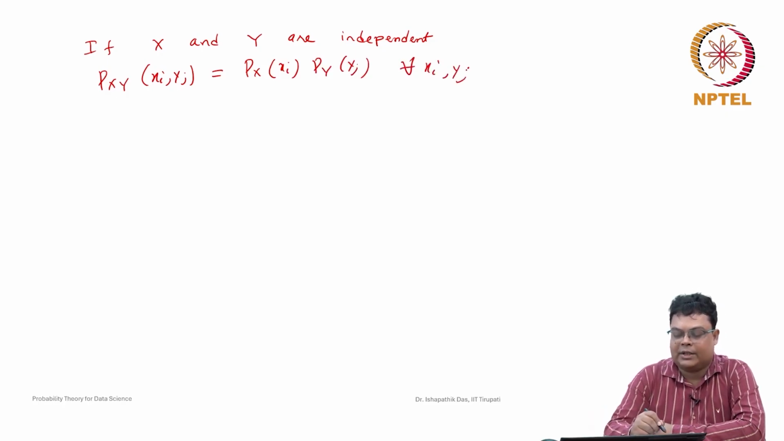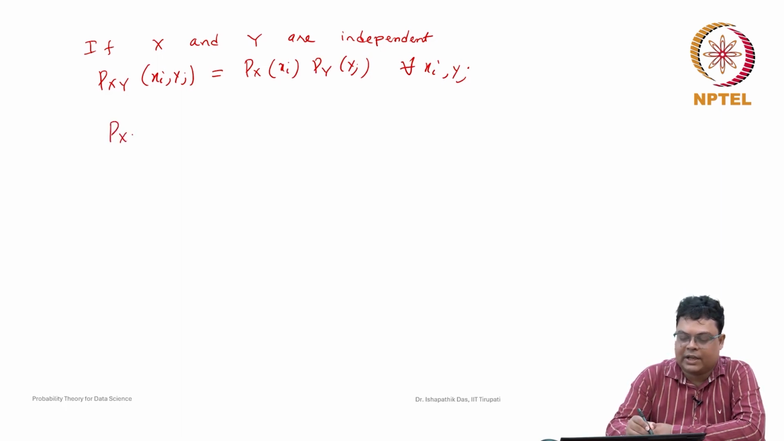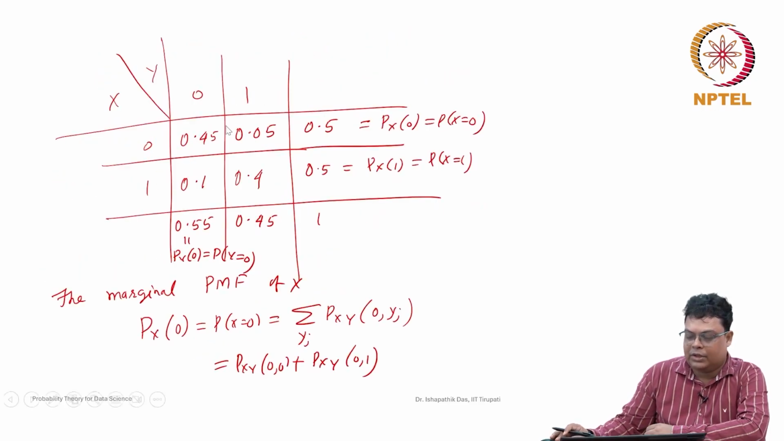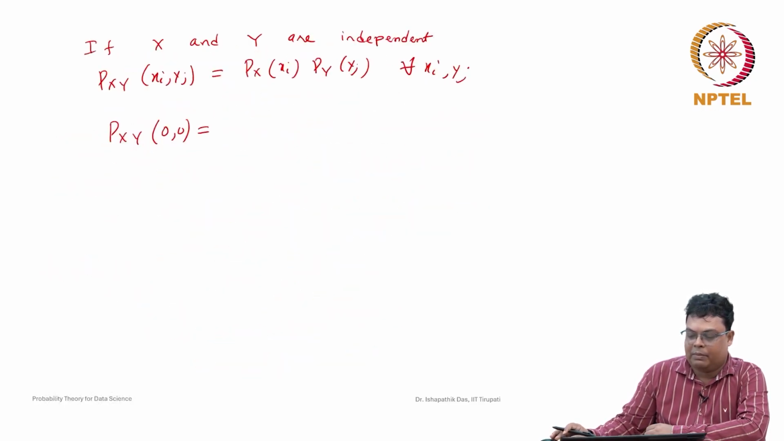for all xi and yj. Now if it is true, let us consider some of the values. Suppose xi is equal to 0 and yj equal to 0. Suppose pxy(0,0). So what is this value? Pxy(0,0) is 0.45.